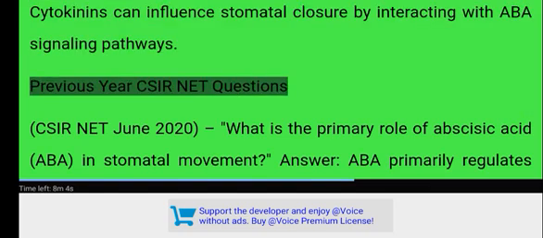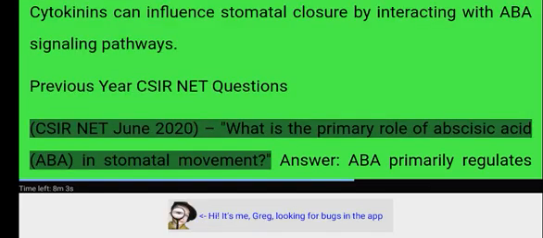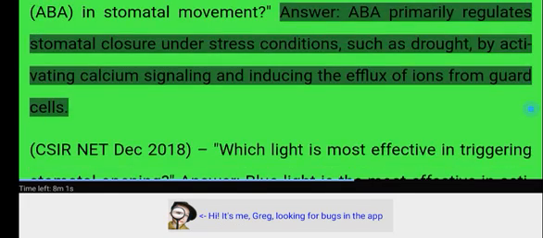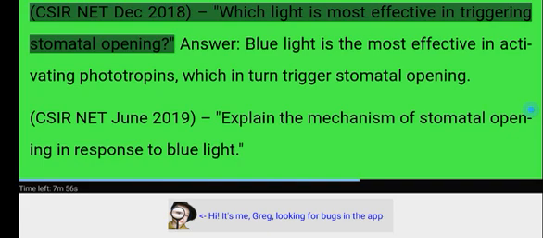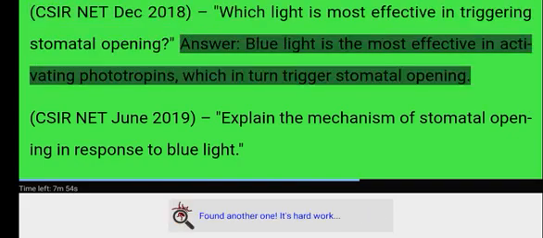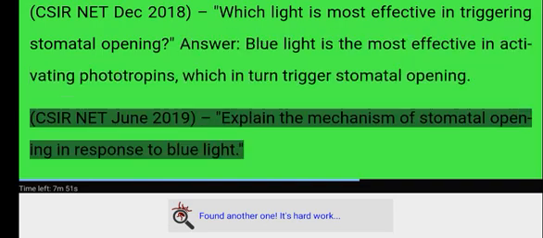Previous year CSIR NET questions. CSIR NET June 2020. What is the primary role of abscisic acid (ABA) in stomatal movement? Answer. ABA primarily regulates stomatal closure under stress conditions, such as drought, by activating calcium signaling and inducing the efflux of ions from guard cells. CSIR NET 2018. Which light is most effective in triggering stomatal opening? Answer. Blue light is the most effective in activating phototropins, which in turn triggers stomatal opening. CSIR NET June 2019. Explain the mechanism of stomatal opening in response to blue light.